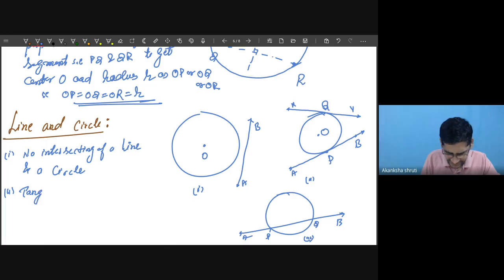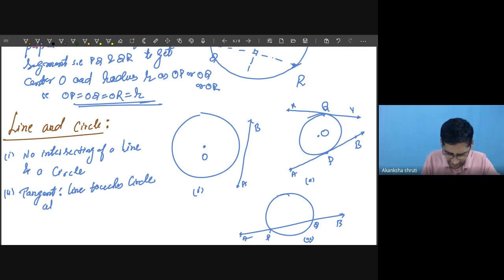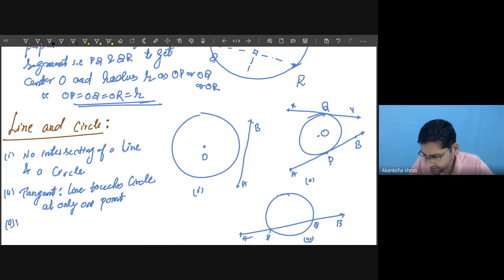That condition is called the tangent. Means the line touches the circle at only one point. The third possibility is that the line cuts the circle at two different points. So if there is a different line, then surely there could be different chords that will be formed. Here in case 3, we are getting that line AB is crossing the circle, passing through more than 1 point, means the 2 points it can cut. So PQ is the chord which is formed. But in the second case, the chord is not formed.